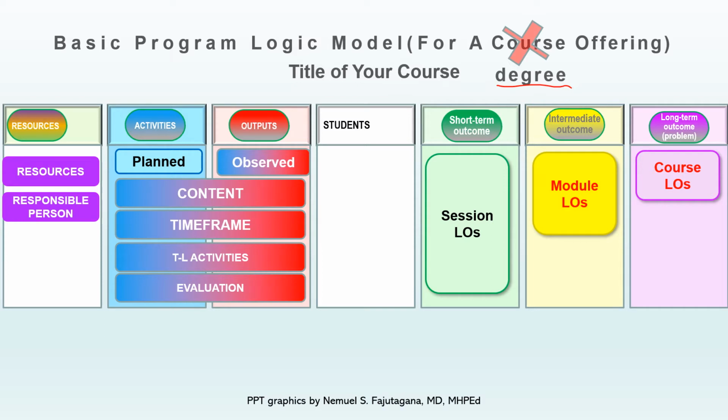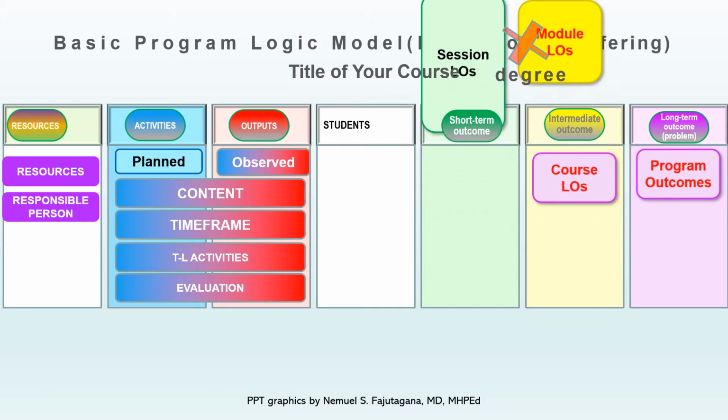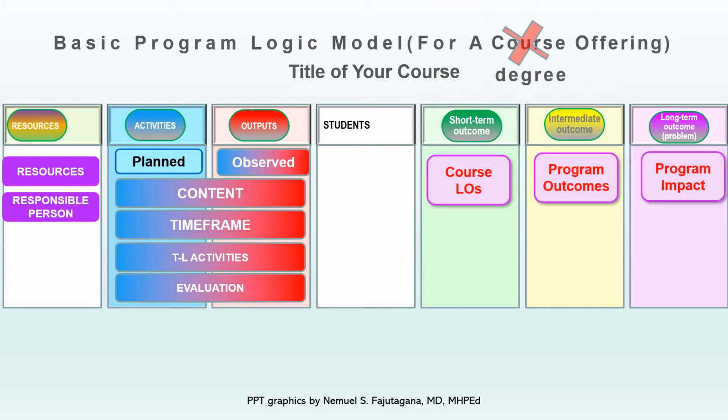But let's say, for example, you want to evaluate not just a course, but the whole degree. Then we talk about a degree, then that will be longer, and therefore there will be a sliding of your intended learning outcomes. Your course ILOs, that is a long-term outcome for a course offering, may actually be just a short-term outcome for a degree program. And your degree program outcomes will be intermediate, and the long-term program outcome will be the impact of the graduates or your program to the bigger community, or even performance in the national licensure examinations.